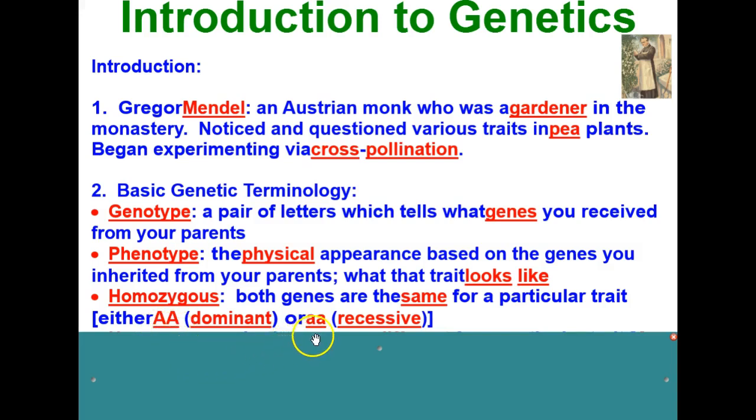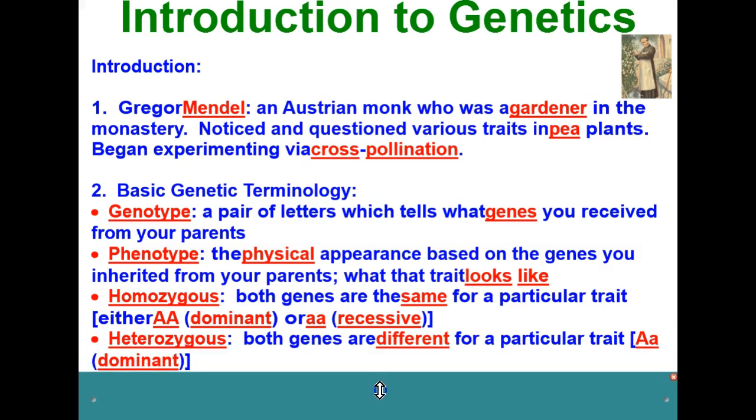However, if you're homozygous recessive, that means you got one little a from your mom and you got one little a from your dad. This is as opposed to being heterozygous for a particular trait. Hetero means different. Both genes are different for a particular trait. Using that same example of the A, if you're heterozygous, that means you got a capital A from either your mom or dad and a little a from the other parent as well.